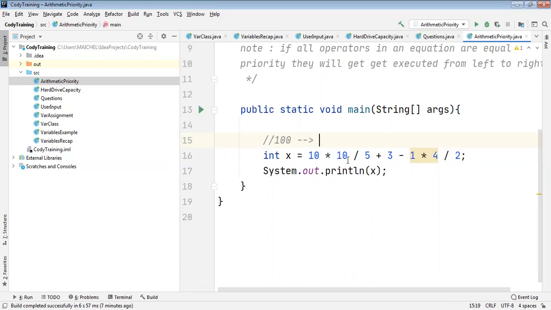Okay. So this one is 100. Let's execute the second one, from left to right. So 100 divided by 5. 20. So what is the result? 20. Yes, okay. So all that is 20.